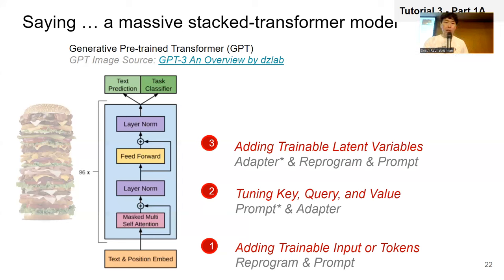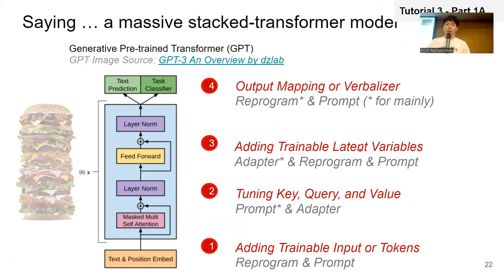That means we add something after or before this feedforward network. After we add additional trainable latent variables on this feedforward network, in the next masked multi-head attention, they will just pick up this latent variable for this next token prediction. Finally, another thing happening in reprogramming or the verbalizer in prompt tuning is that we can design this output space mapping and make this process learnable.